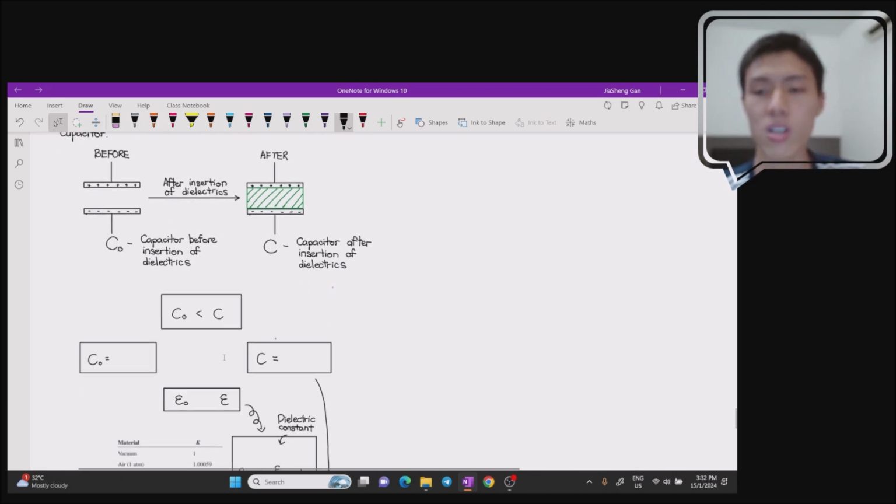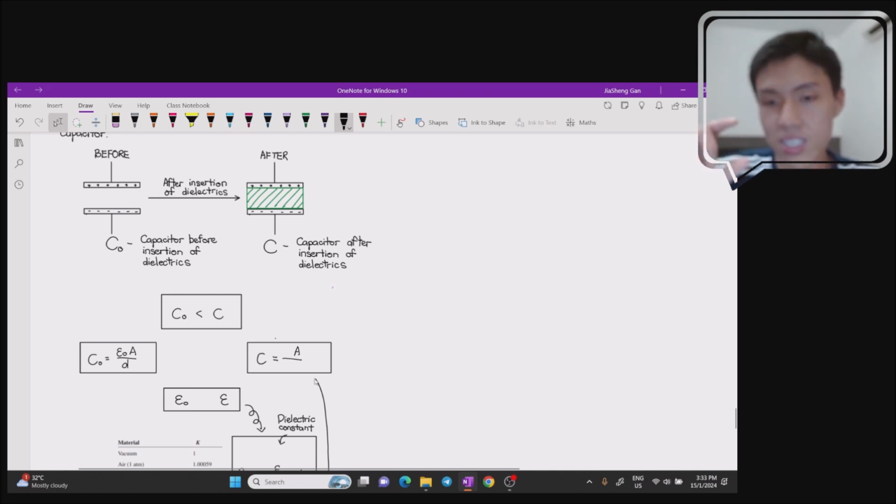Once you are clear with that, previously I already mentioned that C0 is equal to epsilon naught A over D. But if you insert a dielectric in between, do you change the area? The area is still the same. Does the distance between the two plates still change? Initially it was this wide, and after that it is still that wide. It's the same distance between the two plates, so it's still the same D.